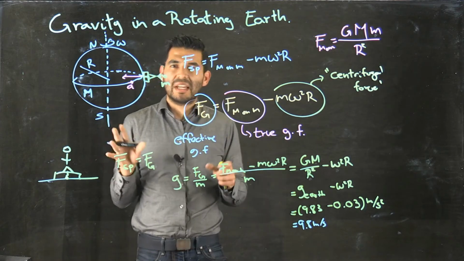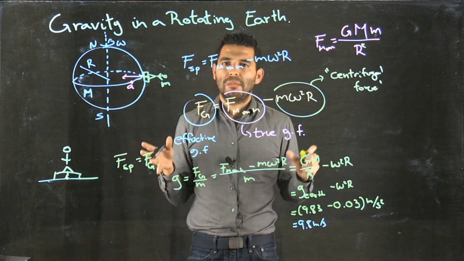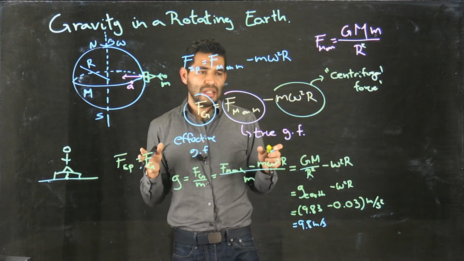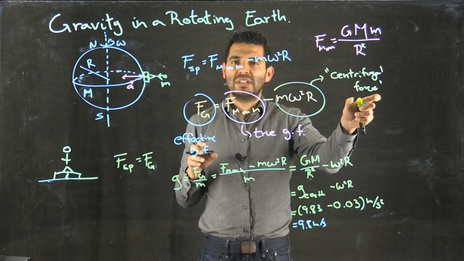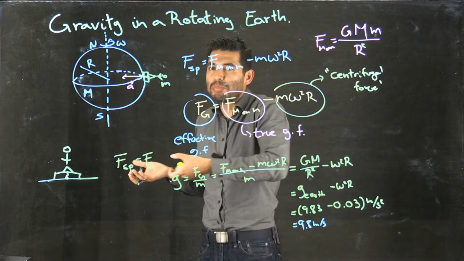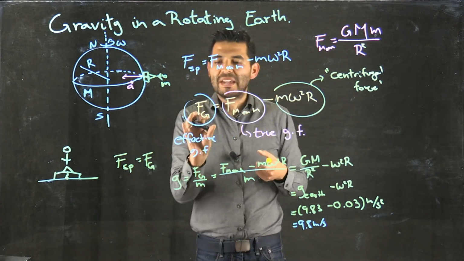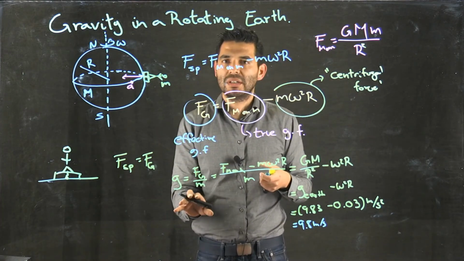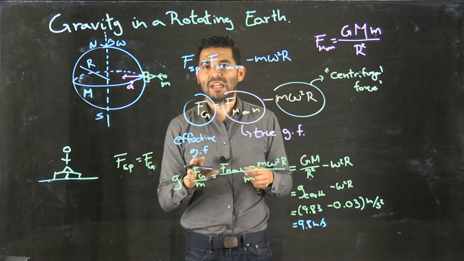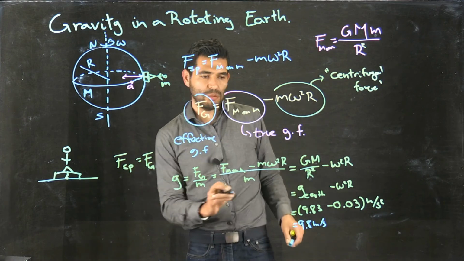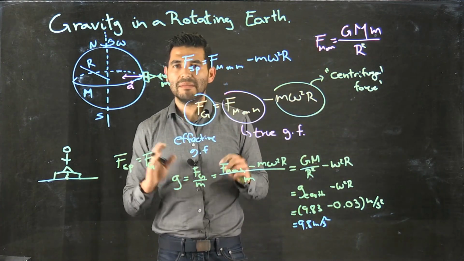Things get a little more complicated when we go away from the equator to a different latitude, but the bottom line is the same. If we decide to treat this fake centrifugal force as a real force that is just pushing us away from the center of the Earth, then my effective force is what I've been measuring all this time, and I can keep using g equals 9.8 meters per second squared, which is the value that we've been using all this time, and everything's going to be fine.